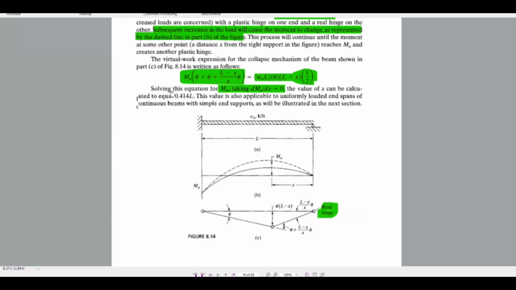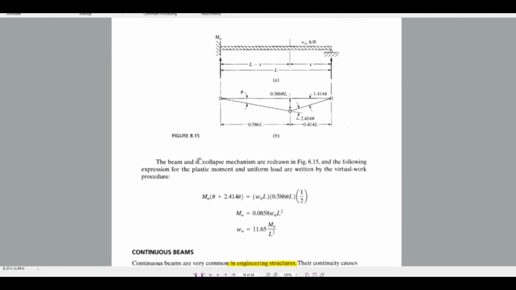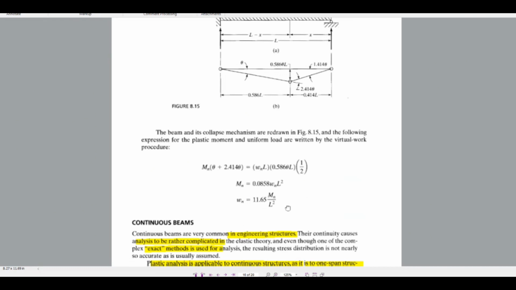If you add these and solve the equation, taking dM by dx equals 0, the x value can be calculated as 0.414 L. This value is applicable to uniformly loaded end spans of continuous beams with simple support ends, as will be illustrated in the next section. The beam and its collapse mechanism are redrawn in figure 8.15, giving the expression for the plastic hinge location 0.586 L, so Wn equals 11.65 Mn L by L squared.